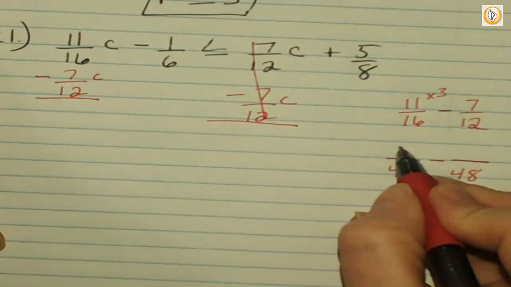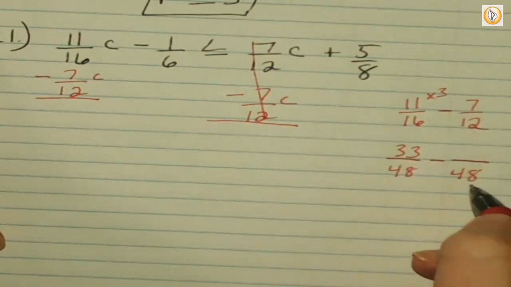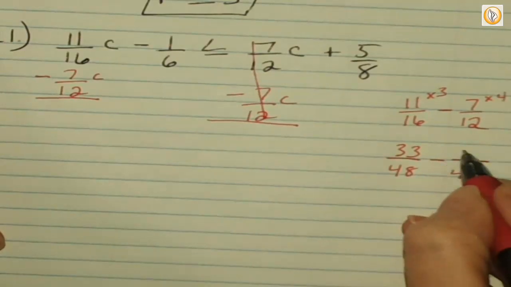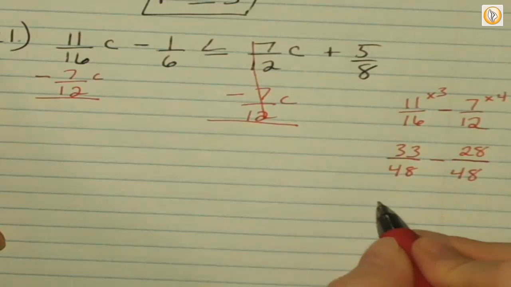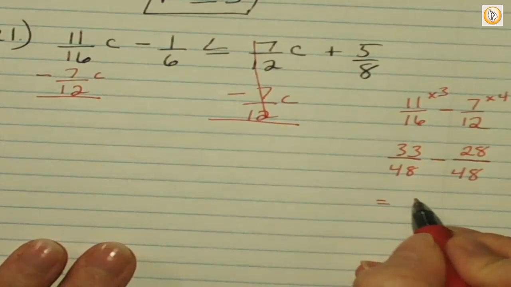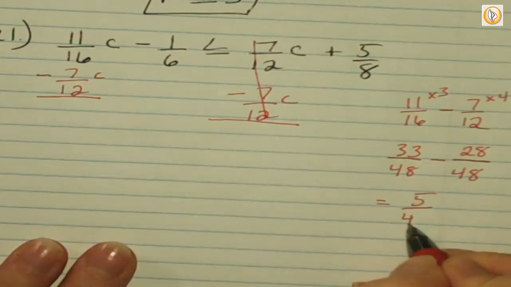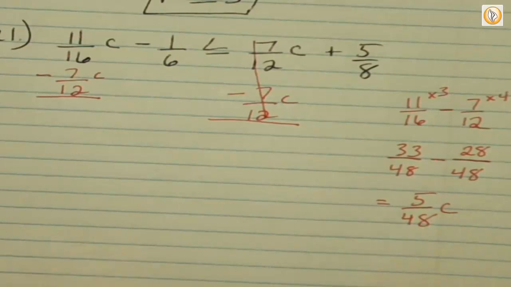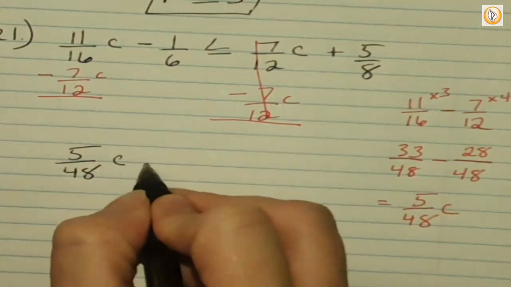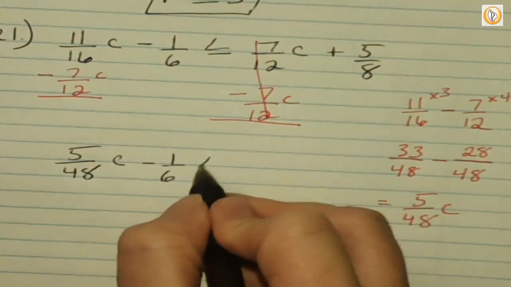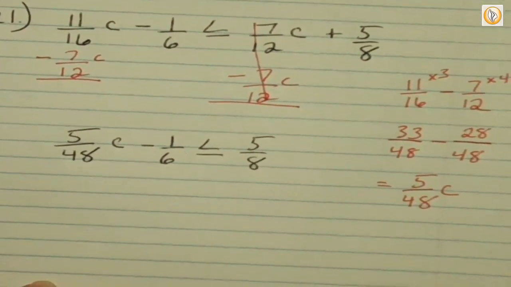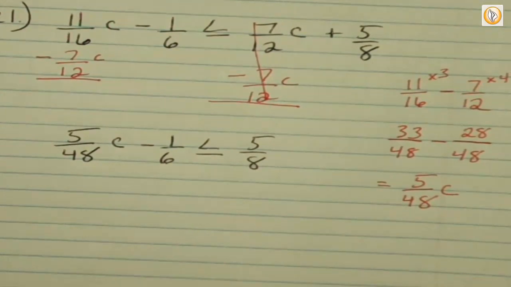So 3 times 11 is? 33. How many times does 12 go into 48? 4 times. So 7 times 4 is? 28. So what do you end up getting? 5 over 48. Very good. And c. So over here, I'm going to write 5 over 48c minus 1/6 less than or equal to 5/8. So I'm going to pause right there to make sure you all have this down and understand.